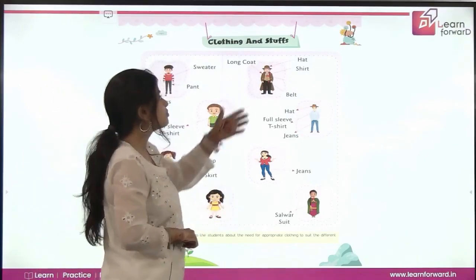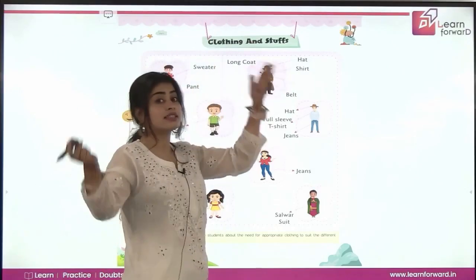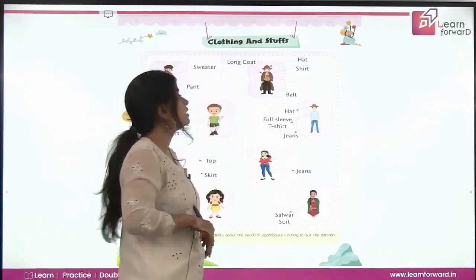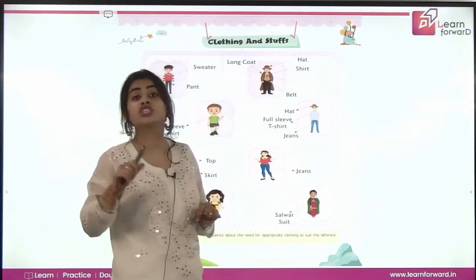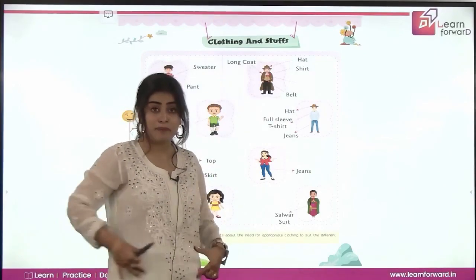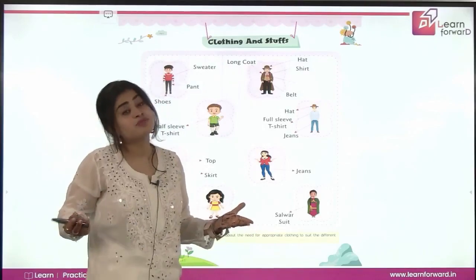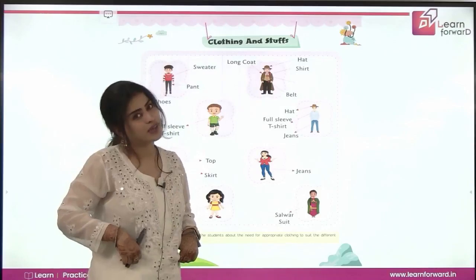Next is this boy. This boy is wearing a hat. हम hat कहाँ पहनते हैं? Here on our head. Then a shirt. Inside this, he's wearing a shirt. Next, belt. He's also carrying a belt. हम belt क्यों पहनते हैं? जिससे हमारी पैंट टाइट रहे और लूज ना हो, okay?